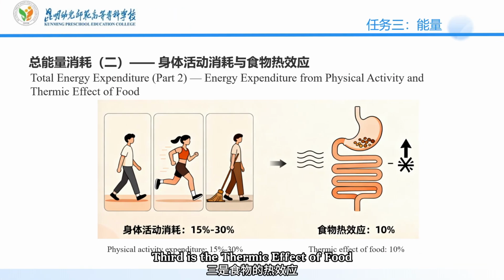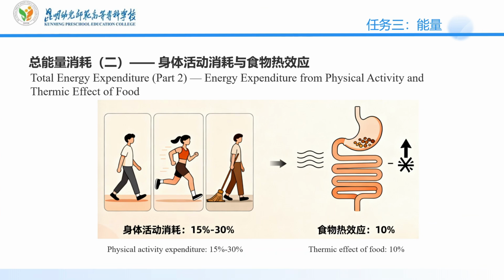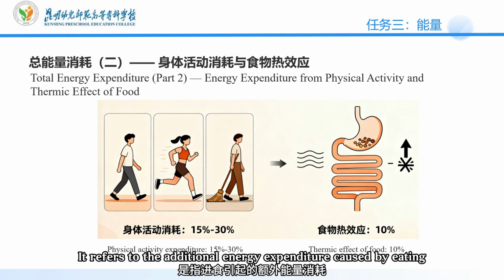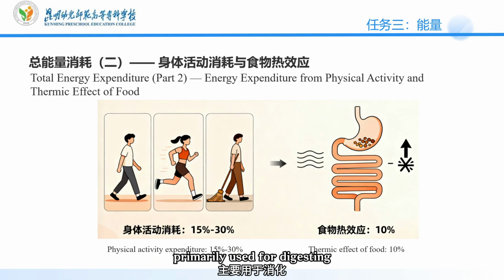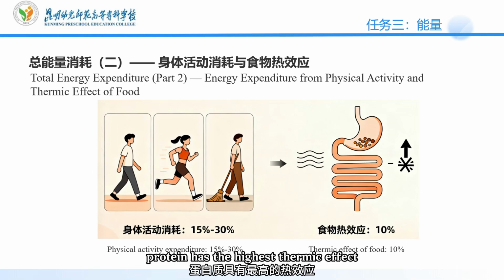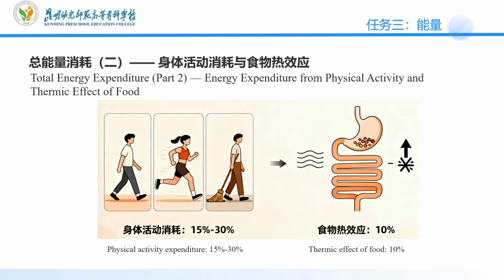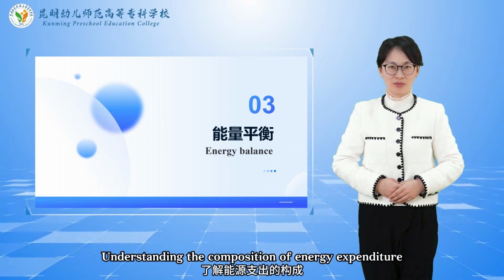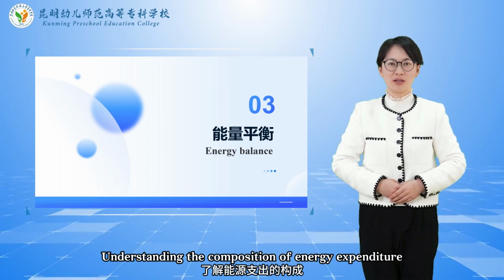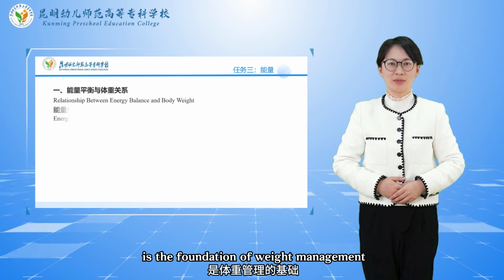Third is the thermic effect of food. It accounts for about 10%. It refers to the additional energy expenditure caused by eating, primarily used for digesting, absorbing, transporting, and storing nutrients from food. Among these, protein has the highest thermic effect. Understanding the composition of energy expenditure is the foundation of weight management.